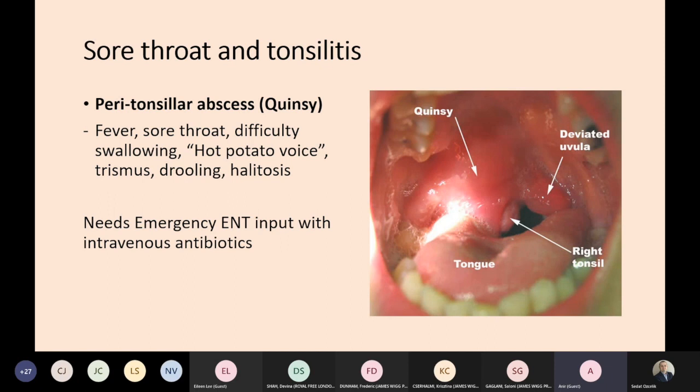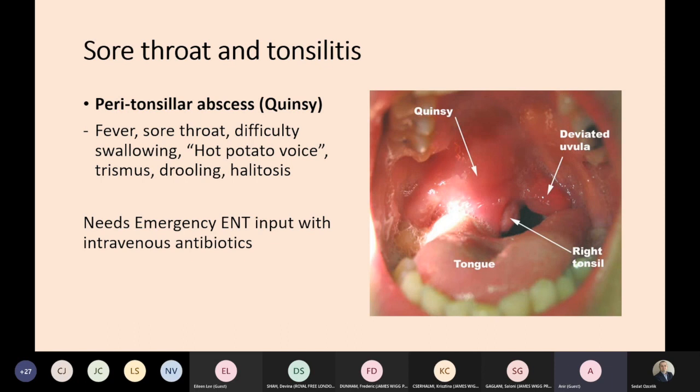And they can present with something called a hot potato voice. They may get something called trismus, which is where they are unable to open the jaw. They may get drooling and halitosis, which is where they can get an odorous breath. So in these kinds of situations, they often need to be seen in A&E by the ENT team and will likely need intravenous antibiotics, and may very well need some kind of surgical management to drain all that pus that's built up.